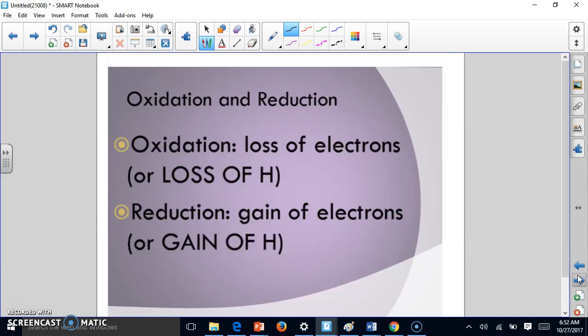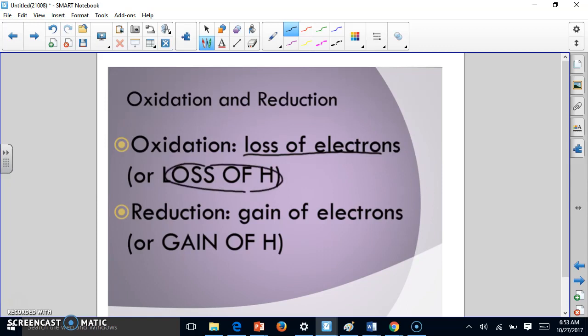In oxidation and reduction reactions, 2 things happen. One of the reactants in the reaction loses electrons, okay, and that is called oxidation. In biology, we're going to see this as a loss of hydrogen.